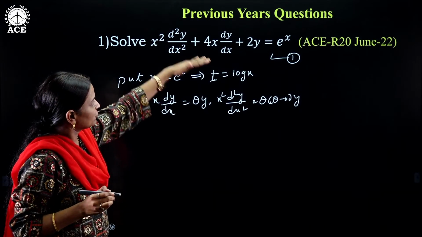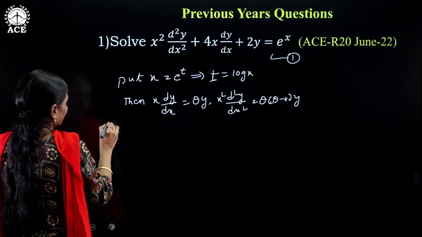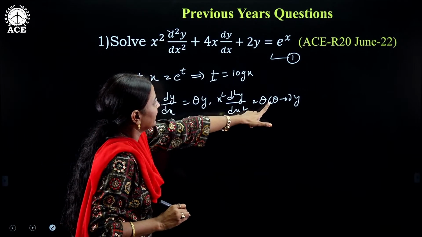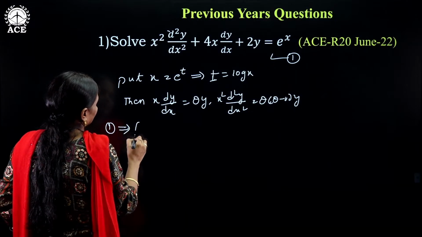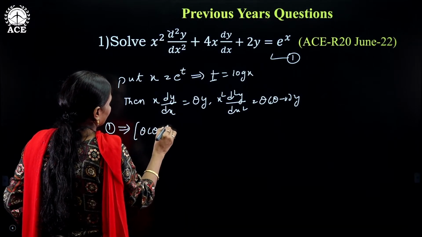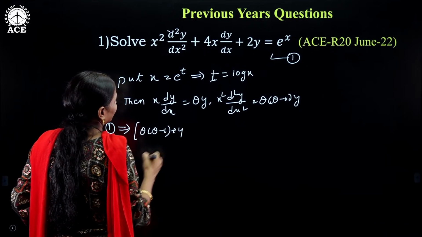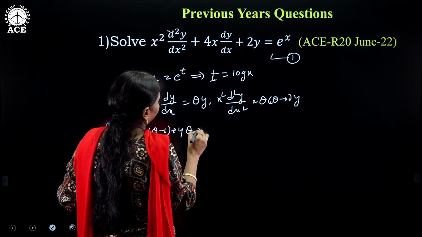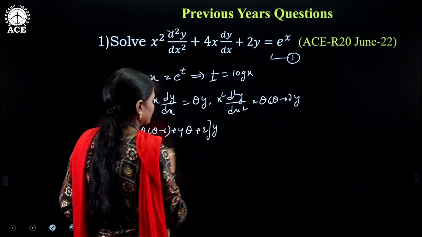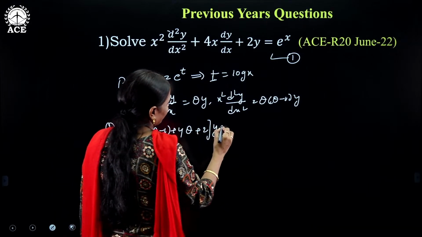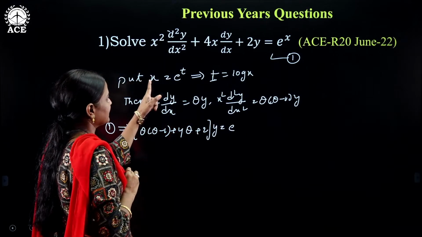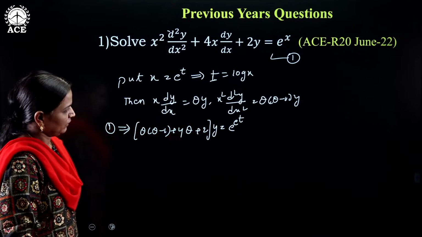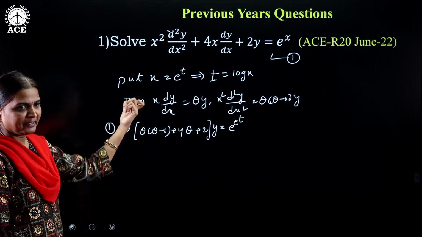Now if we take these substitutions, equation 1 becomes: what is x square d square y by dx square? Theta into theta minus 1, plus 4 into x dy by dx. x dy by dx is theta, plus 2, combinedly take y outside, into y is equal to e power x. What is the x? e power t. x is equal to e power t. So we totally change the independent variable x.